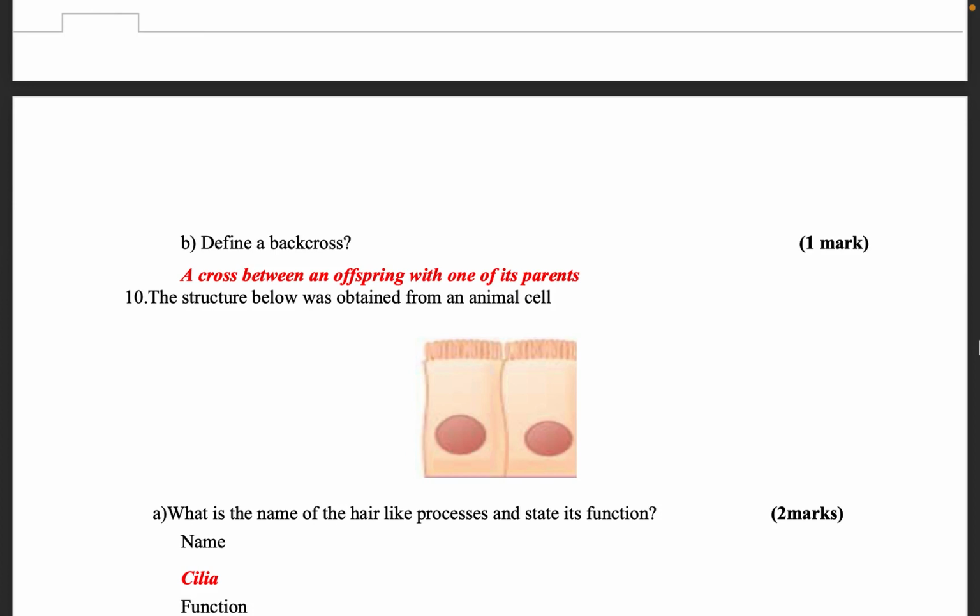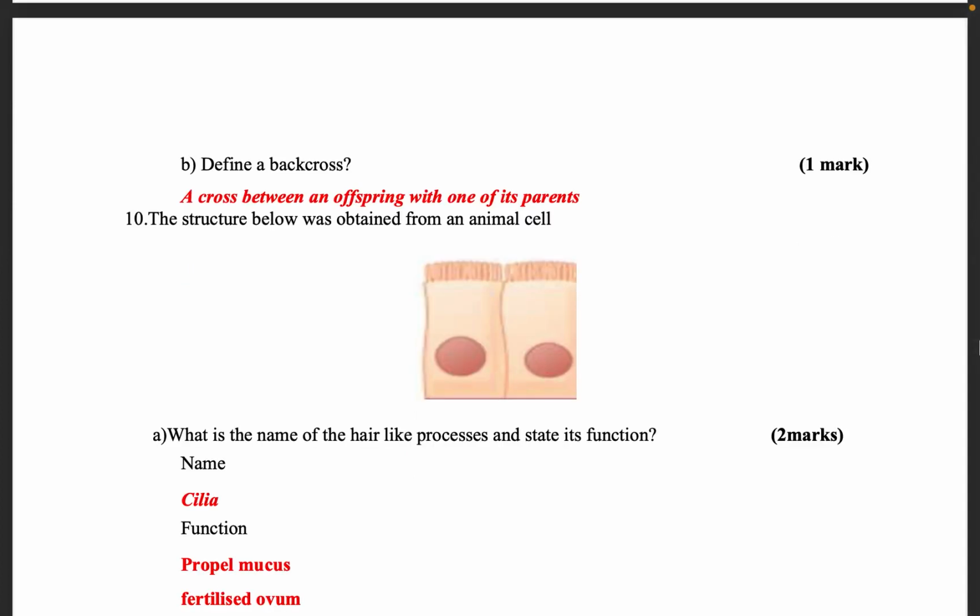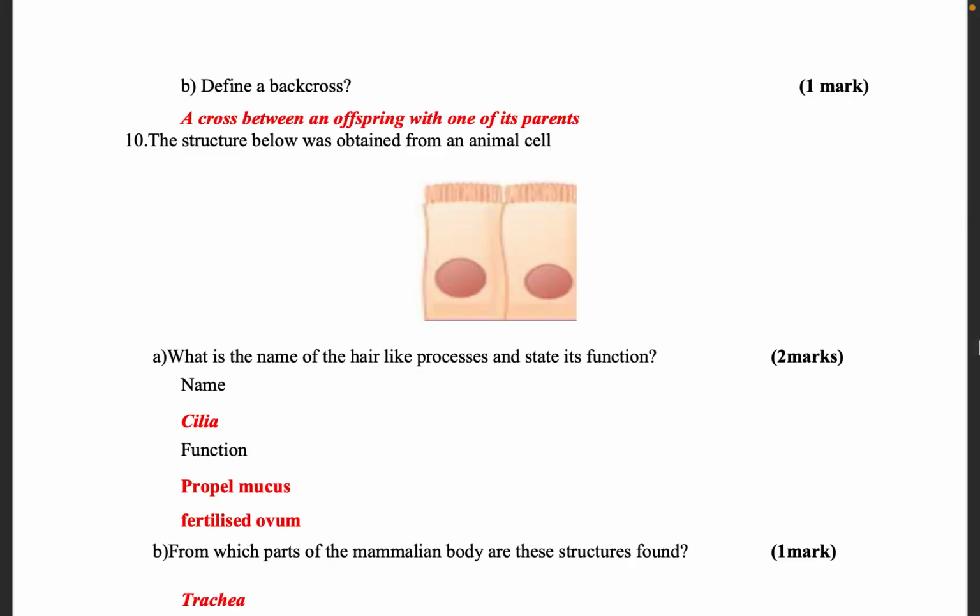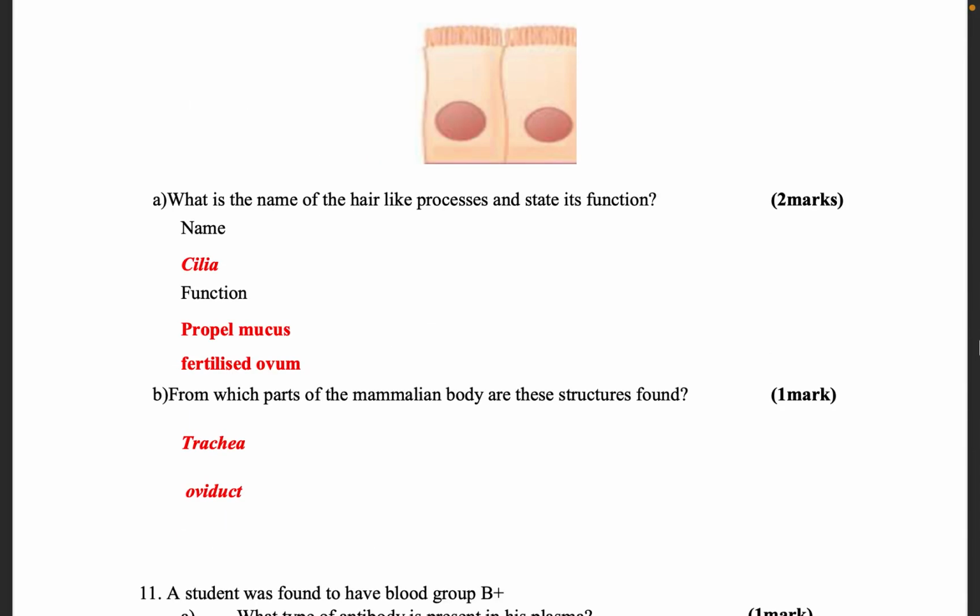Define a backcross. A cross between an offspring and one of its parents. Question 10. The structure below was obtained from an animal cell. What is the name of the hair-like process and state its function? The name is cilia. The function is to propel mucus and the fertilized ovum.